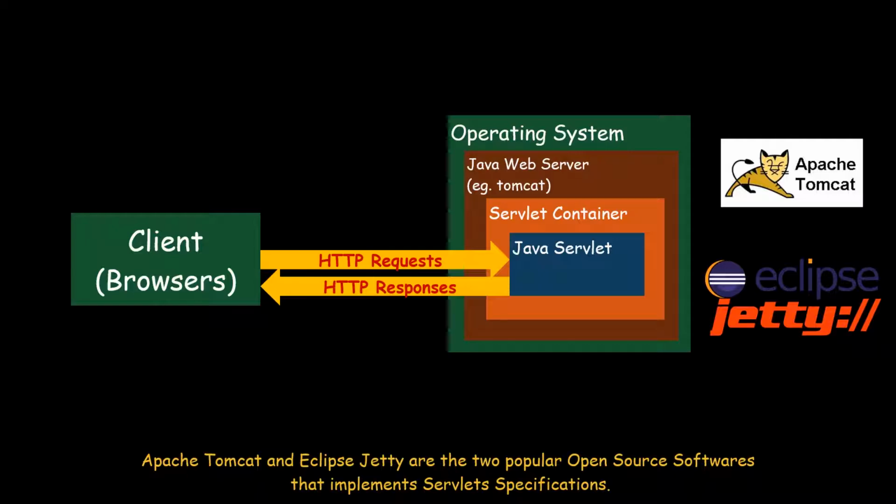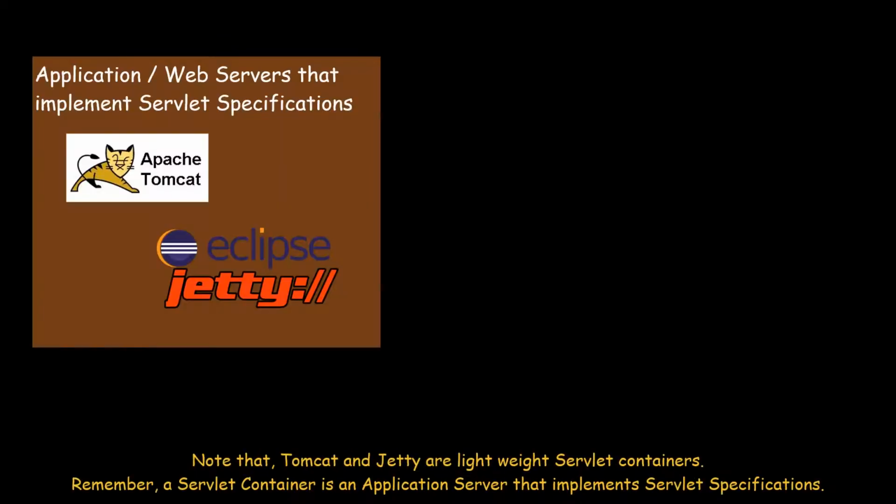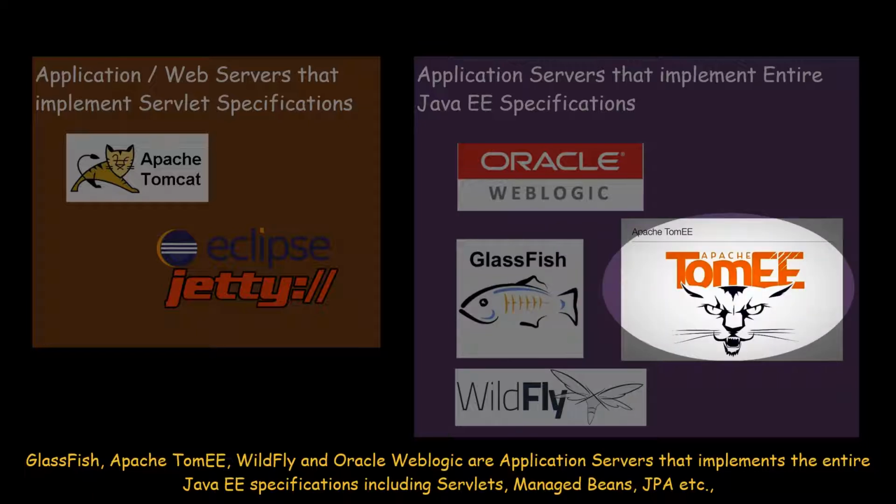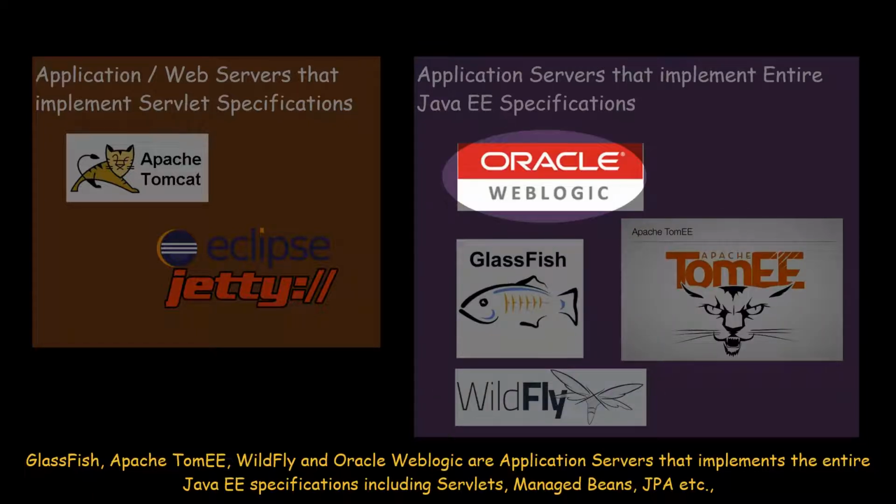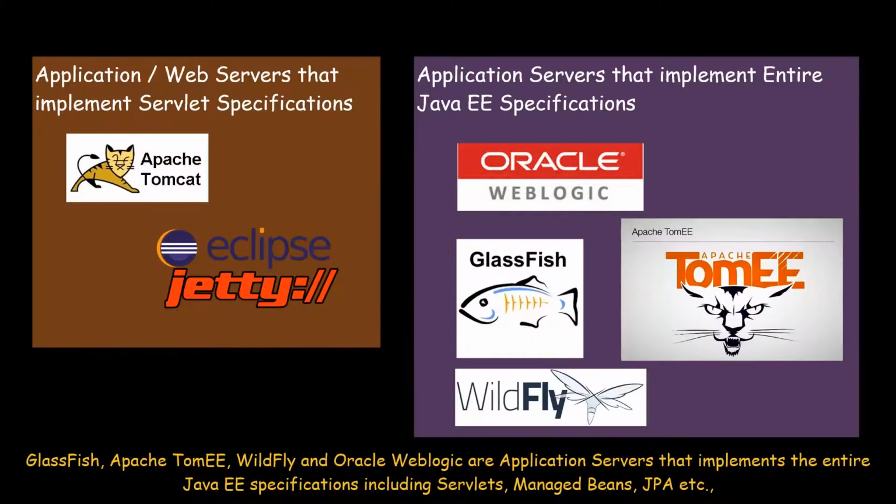Apache Tomcat and Eclipse Jetty are the two popular open source software that implement servlet specifications. Note that Tomcat and Jetty are lightweight servlet containers. Remember, a servlet container is an application server that implements servlet specifications. Glassfish, Apache TomEE, WildFly, and Oracle WebLogic are application servers that implement the entire Java EE specifications, including servlets, managed beans, JPA, etc.